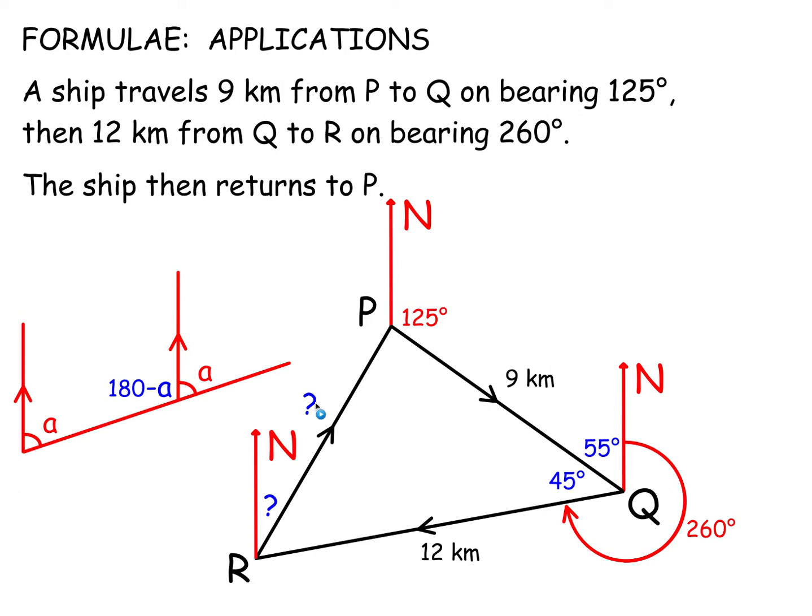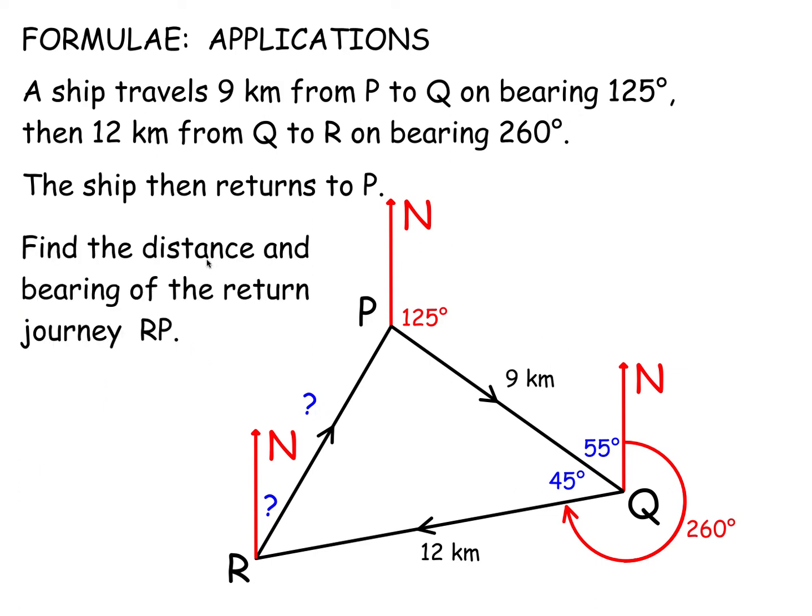So, that's the essentials of the question. Get the distance and bearing of the return journey, that's RP. We'll declutter this by getting rid of the things we don't need. What we need is the 9 and the 12 for the sides, the 45 degrees in between. Two sides and the angle in between is the cosine rule to work out the opposite side.